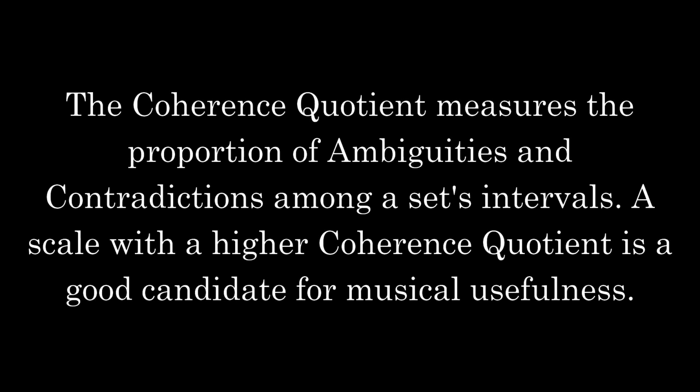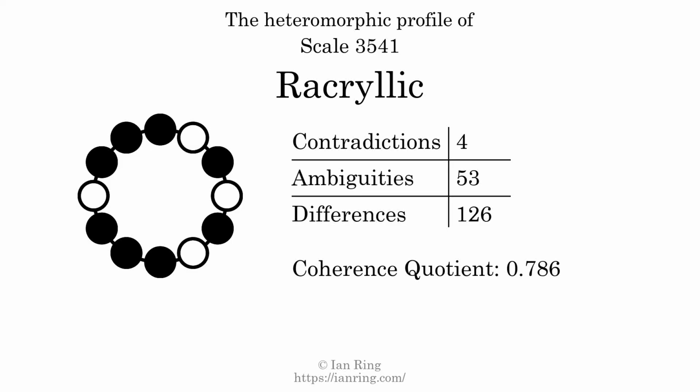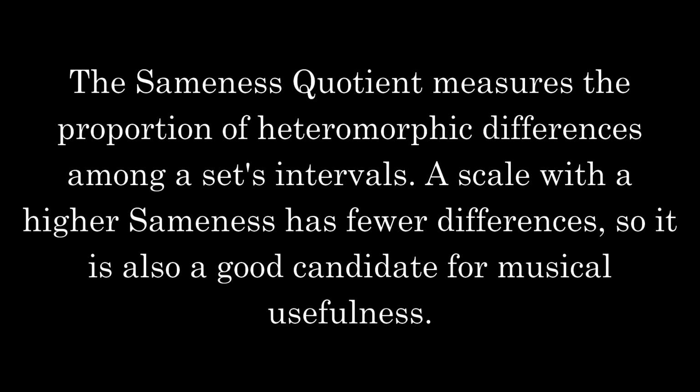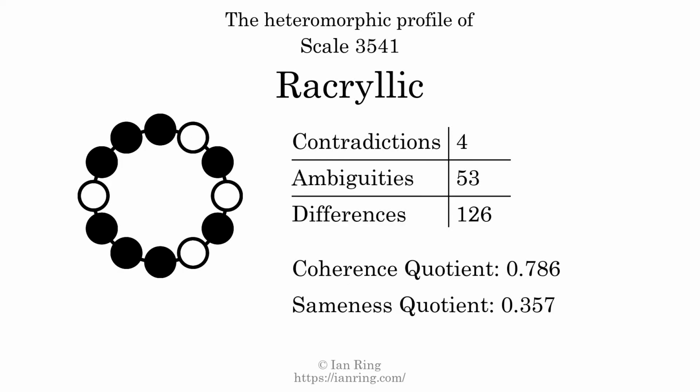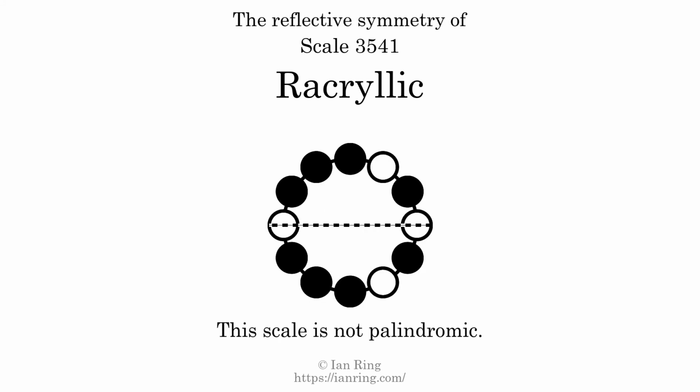The coherence quotient measures the proportion of ambiguities and contradictions among a set's intervals. A scale with a higher coherence quotient is a good candidate for musical usefulness. The coherence quotient is 0.786. The sameness quotient measures the proportion of heteromorphic differences among a set's intervals. A scale with a higher sameness has fewer differences, so it is also a good candidate for musical usefulness. The sameness quotient is 0.357.